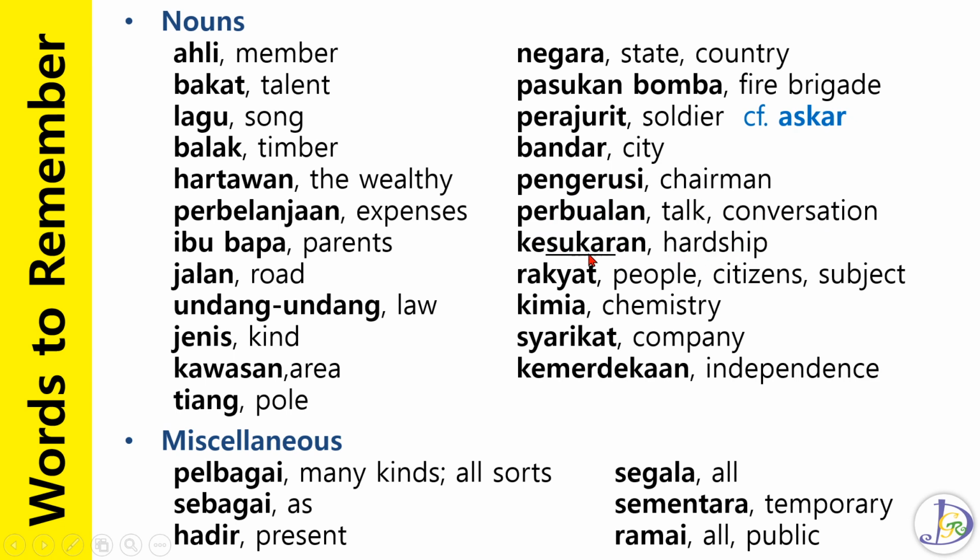Kesukaran, hardship. Sukar means difficult, hard. Rakyat, people, citizens, subject. Kimia, chemistry. Syarikat, company. Kemerdekaan, independence. Base word is merdeka. Merdeka is independent. Pelbagai, many kinds, all sorts. Sebagai, as. Hadir, present. Segala, all. Sementara, temporary. Ramai, all, public.